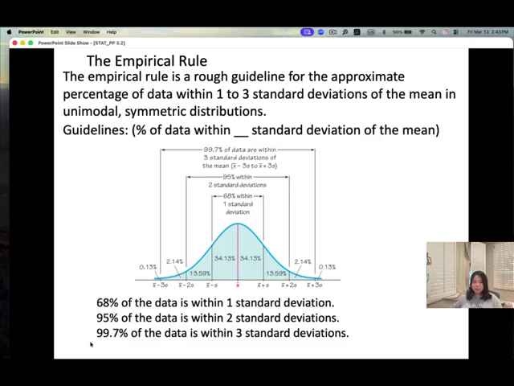And then at last, about 99.7% of the data is within 3 standard deviations. So 3 standard deviations here, 3 standard deviations here. I need you guys to remember a couple things. First, the empirical rule only works for the normal distribution. Second, remember 68% within 1 standard deviation, about 95% within 2 standard deviations, and about 99.7% within 3 standard deviations.